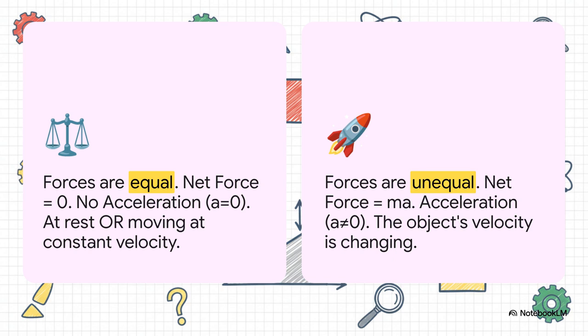On the right, unbalanced forces. One force is bigger than its opposite. There's a leftover force. This creates a net force, and that net force causes acceleration. The object is speeding up, slowing down, or changing direction.